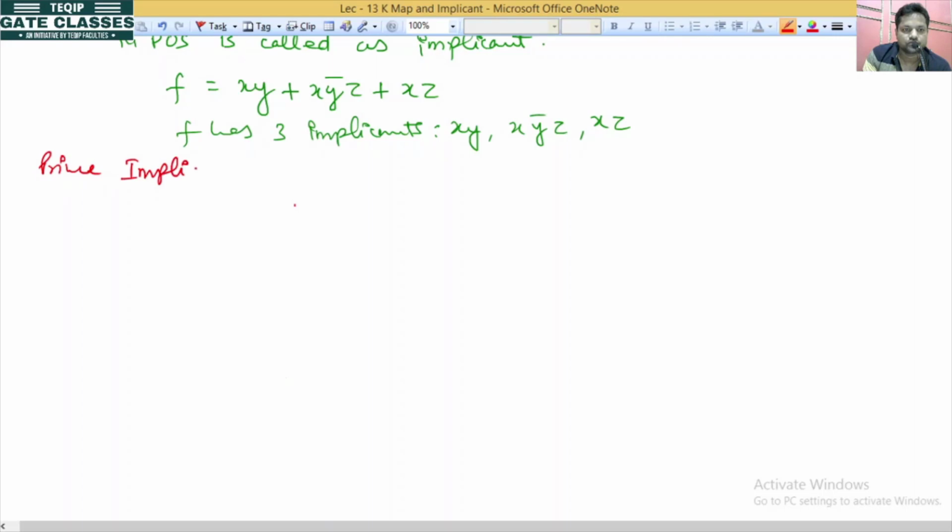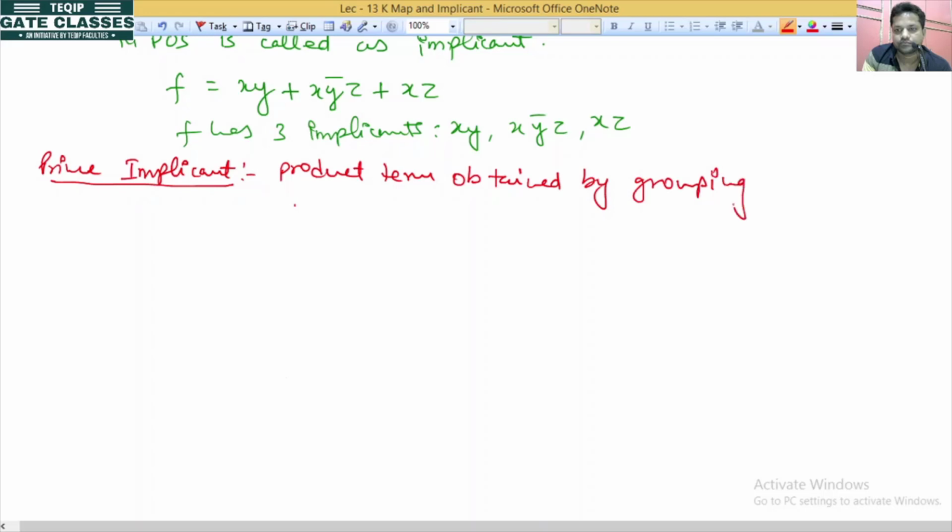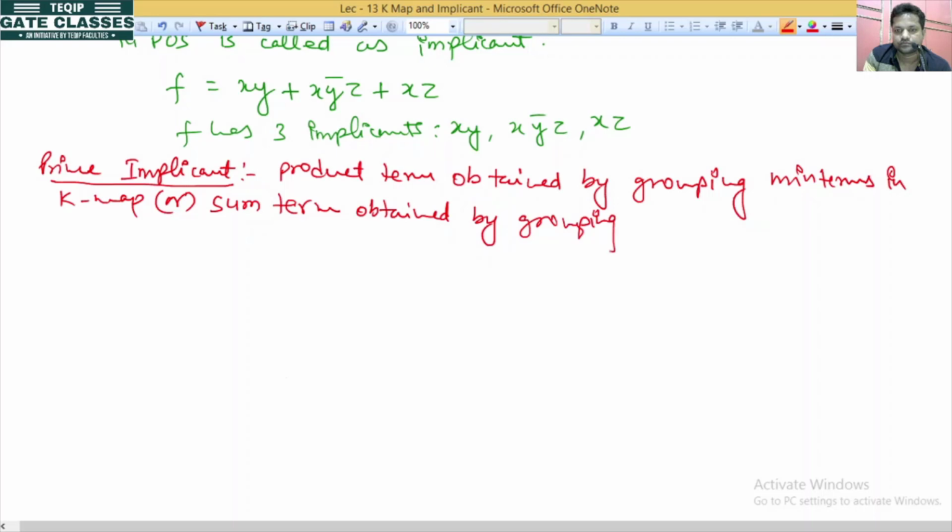Our next concept is prime implicant. A product term obtained by grouping min terms in K-map, or a sum term obtained by grouping max terms in K-map, is known as prime implicant.